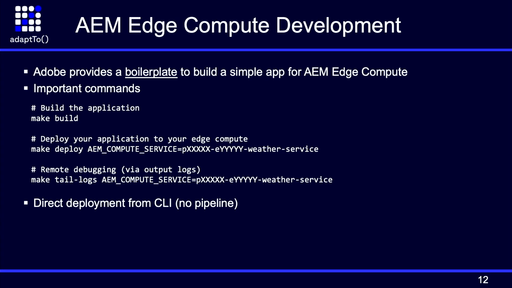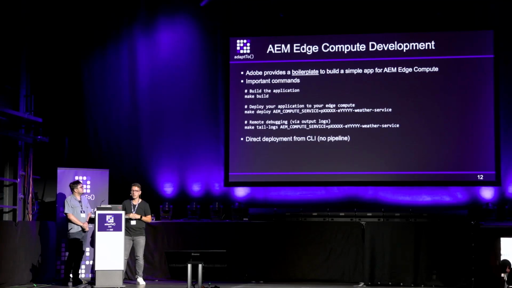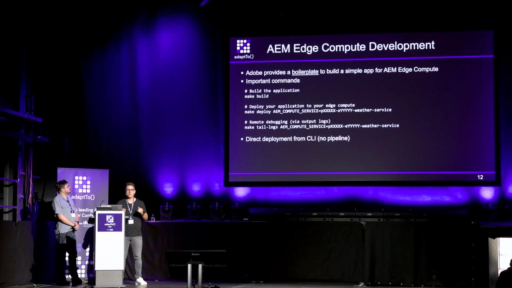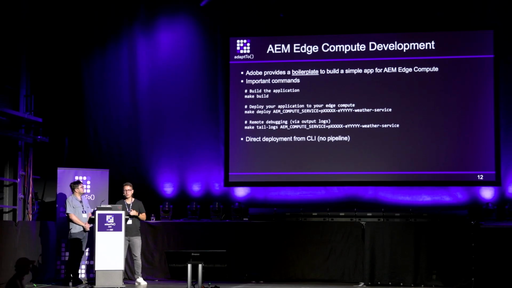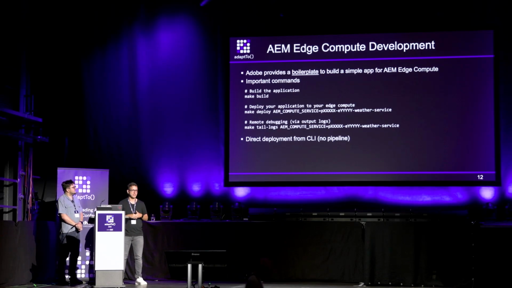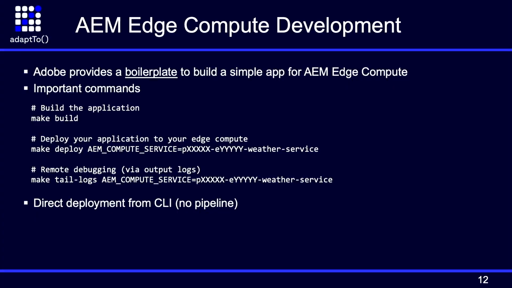First of all, we provide a boilerplate. It will allow you to build a simple app for AEM Edge Compute. You might have guessed by now, that app is basically a weather app that exposes a simple endpoint /weather and gives weather information based on the IP geolocation. We also, for now, provide command line tools through a makefile as part of that boilerplate that will allow you to build the application and run it locally, so you can test it. And once you feel ready, you can deploy it with make deploy.